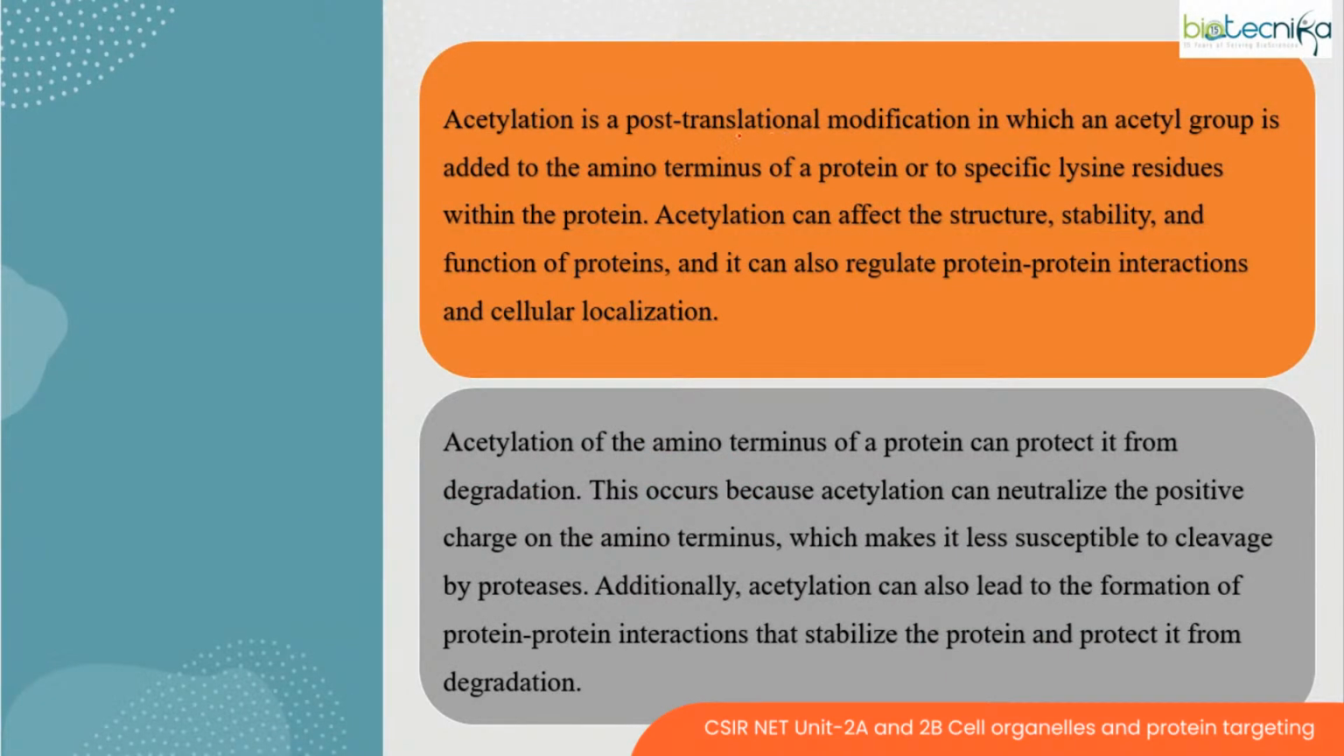See, acetylation is a kind of post-translational modification where an acetyl group will be added to the N-terminus of a protein. Specifically in which amino acid? In the lysine residues. What is the significance of lysine residues getting acetylated? They will neutralize the positive charge, which makes it less susceptible to cleavage by any sort of proteases. This acetylation can also lead to protein to protein interaction that will stabilize the protein and protect it from any sort of degradation.